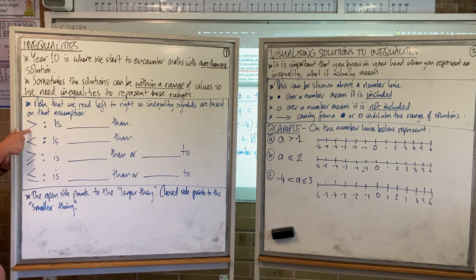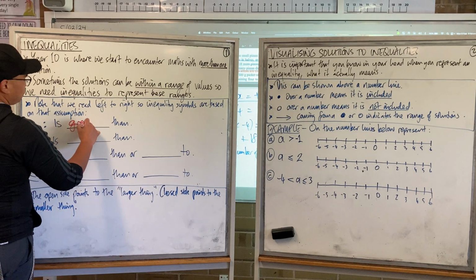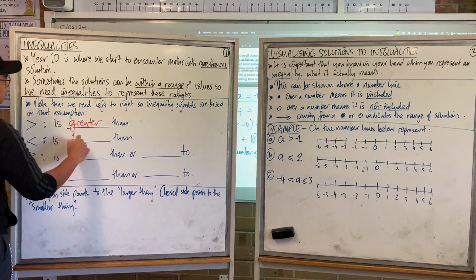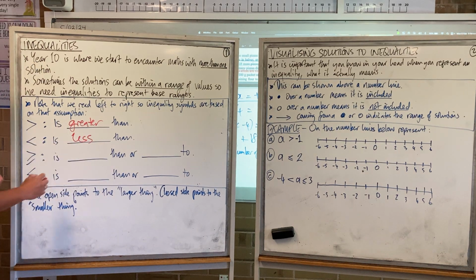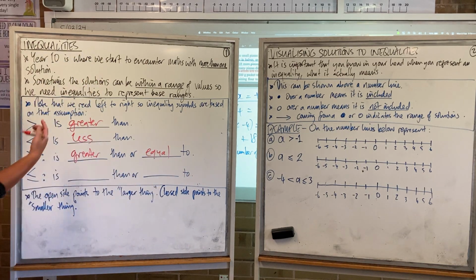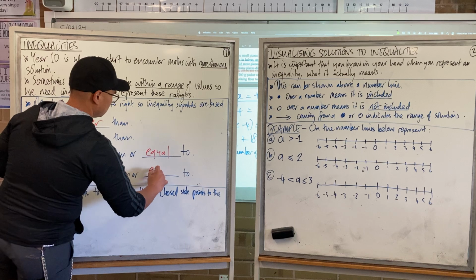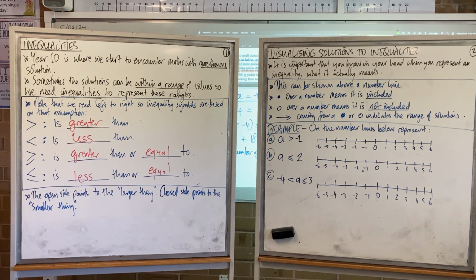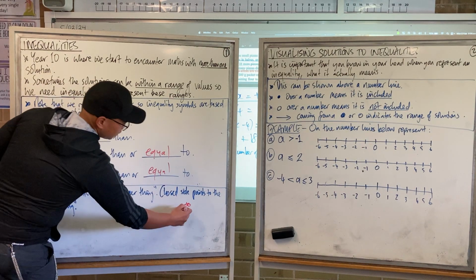So can someone tell me, if I've got the beak pointing to the right, it's what? Greater. Good. Now there's a line, so it's greater than or equal to. The open side always points to the larger thing. The closed side points to the smaller thing. Because we read left to right, if I see this, you're telling me that the thing on the left is greater than the thing on the right. Give you a couple of minutes to get that down.